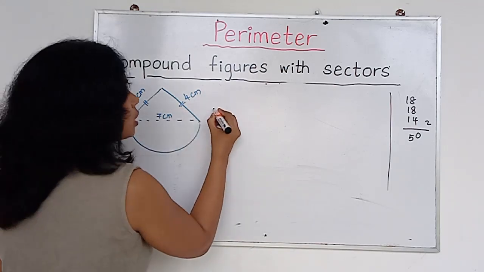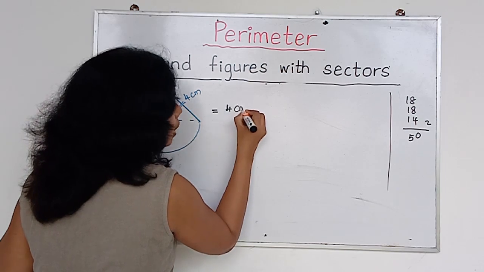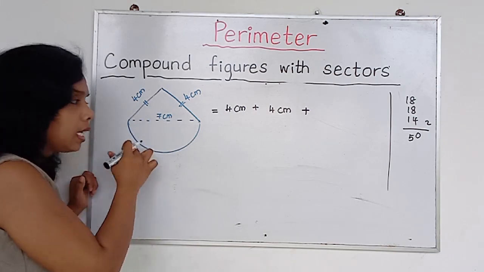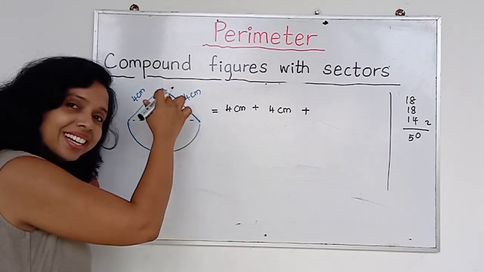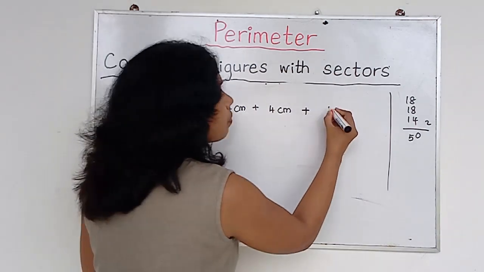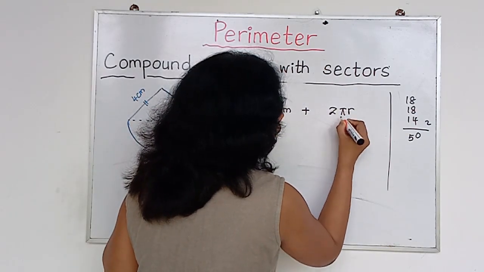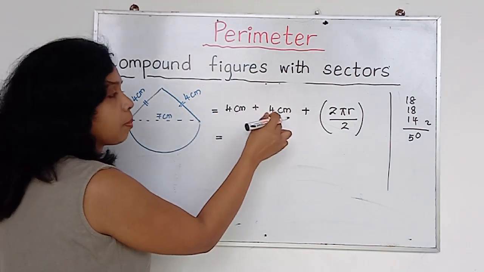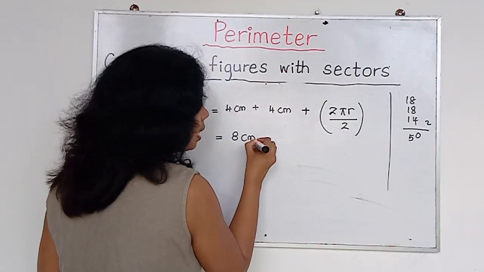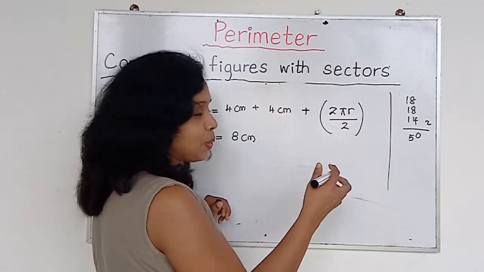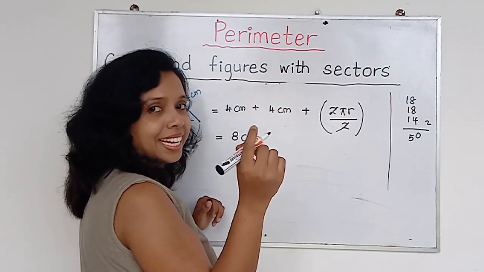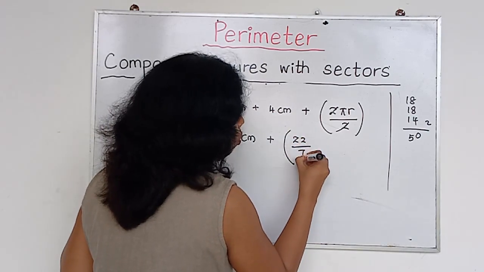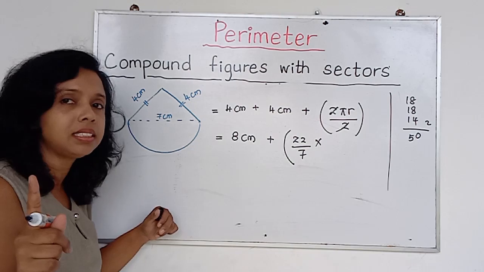How can you find it? First of all, you write 4 centimeters plus 4 centimeters plus, what is this again? It's a half circle, right? If it is a half circle, 2πr over 2. Now what you want to do? 4 centimeters plus 4 centimeters is 8 centimeters, and 2πr over 2 you can simplify and take as πr. Then how do you find πr? π is 22 over 7. And what is r, children?